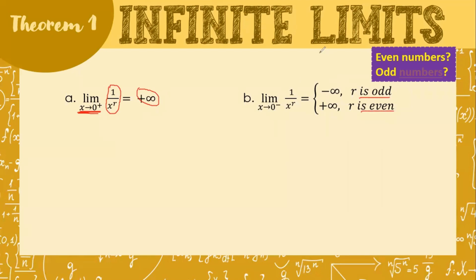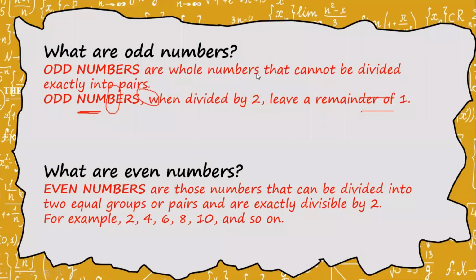I do not know if you're familiar with these words, but let's recall what these numbers are. Odd numbers are whole numbers that cannot be divided exactly into pairs. Odd numbers, when divided by 2, leave a remainder of 1, such as 3, 5, 7, and so on. Even numbers are those that can be divided into two equal groups or pairs and are exactly divisible by 2. For example, 2, 4, 6, 8, 10, and so on. So don't be confused with these numbers.